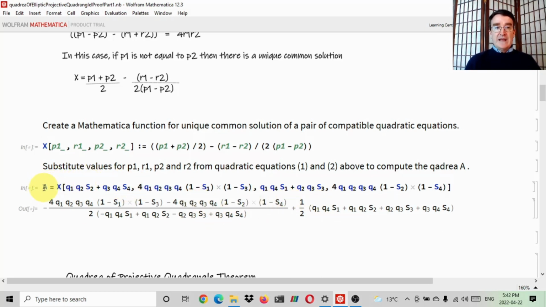And the quadria A is given by this, which will give you the common solution here. So we're going to pass in P1, R1, P2, and R2. So P1 is this quantity right here, Q1 Q2 plus S2 plus Q3 Q4 times S4.